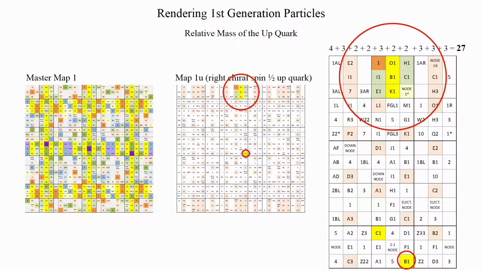Likewise, the relative mass of the up quark is rendered by utilizing the right chiral component and associated B1 knot. However, this time, each color represents a weight such that 4, 3, 2, 2, 3, 2, 2, 3, 3, and 3 is 27. Now that's the relative mass of the bottom quark, not the up quark as we may have expected.